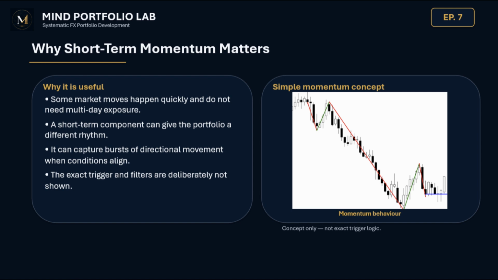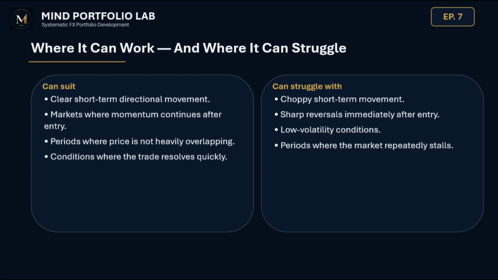This type of system can perform better when there is clear short-term directional movement. If the market moves cleanly after the setup appears, and if the trade has enough room to develop, the EA has a better chance of doing what it is designed to do. It can also suit conditions where the trade resolves relatively quickly. That is the kind of rhythm I would expect from this component.